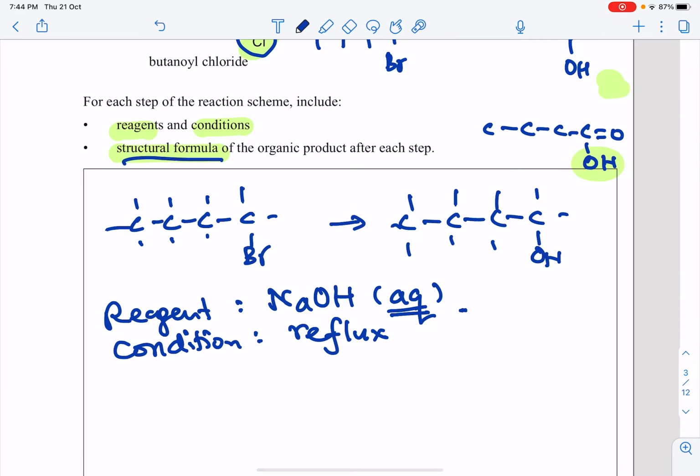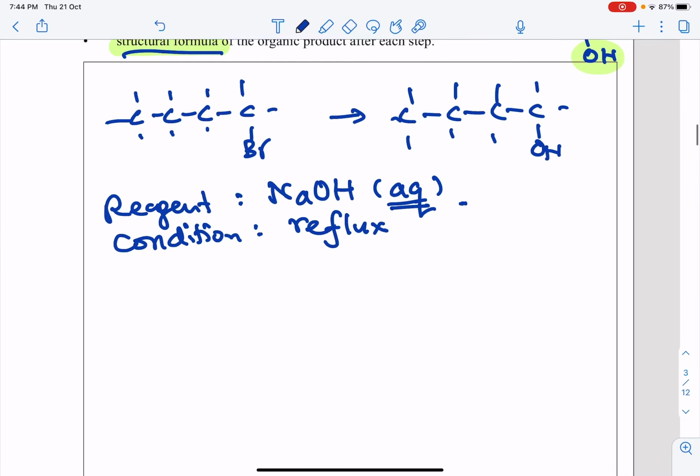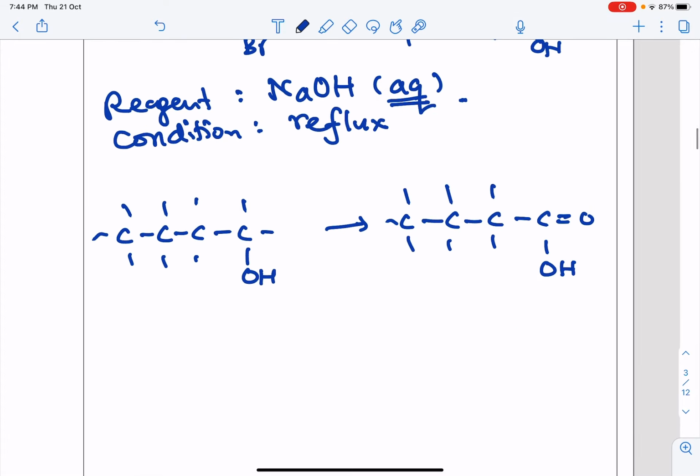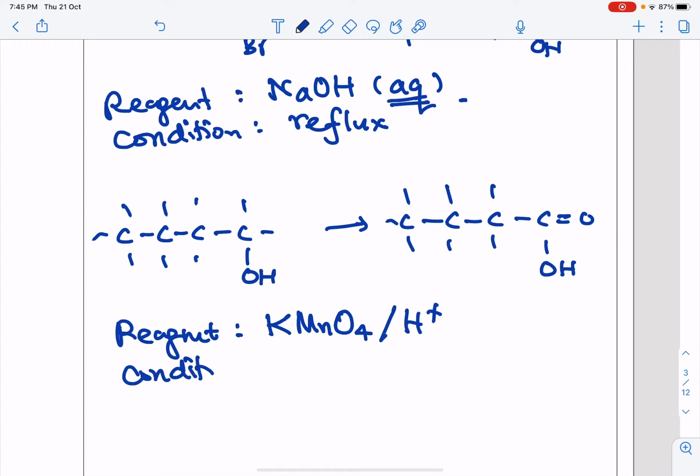So this would be the structural formula. Okay, then from the alcohol, we're going to oxidize the OH. Oxidation again means addition of oxygen. So I'm going to add in oxygen right here, and the rest will remain the same. And obviously to add in oxygen, we need reagents such as an oxidizing agent, and you can choose acidified potassium permanganate. Condition, now, we need to mention that it's heated.